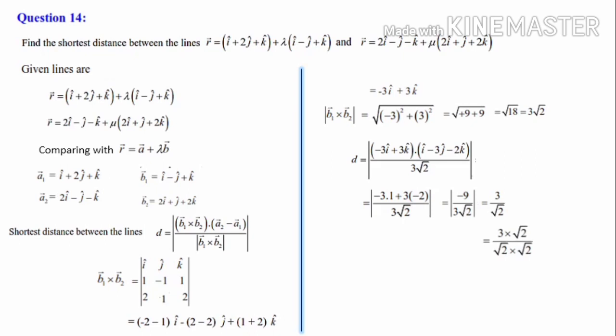So since the denominator is an irrational number, we have to rationalize. Just multiply root 2 in the numerator and denominator, that is 3 by root 2 into root 2 by root 2. That is equal to 3 root 2 by root 2 into root 2 is 2. So the shortest distance between the two lines is 3 root 2 divided by 2 units.